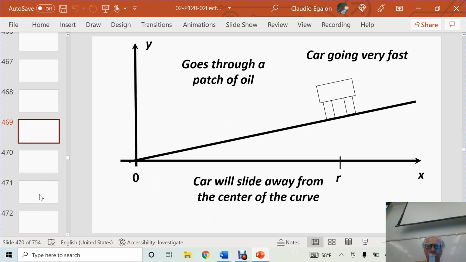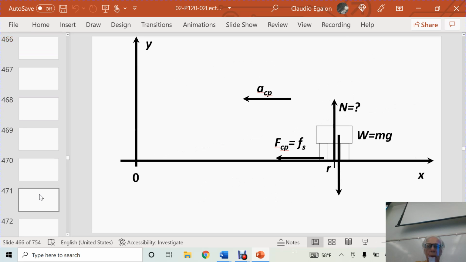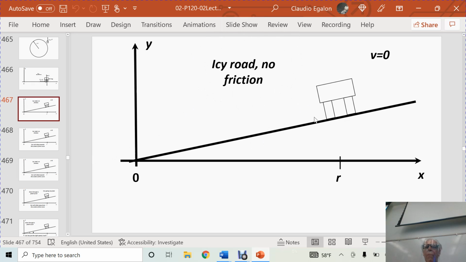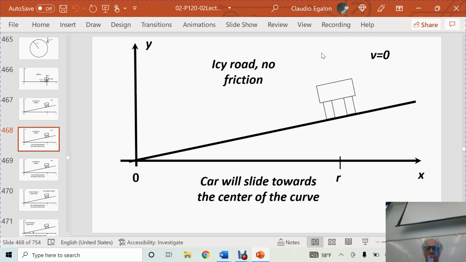Here you go. Okay. Before we start solving the problem, just take a look at this situation here. Suppose that we have an icy road, no friction whatsoever. We put a car here at rest. What's going to happen to this car? It's at the top of the banked curve. What's going to happen? It's going to slide down, right? Okay. So the car will slide towards the center of the curve, right?